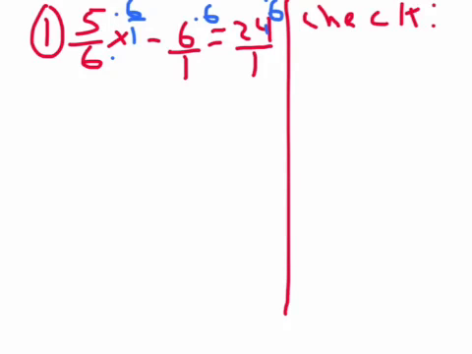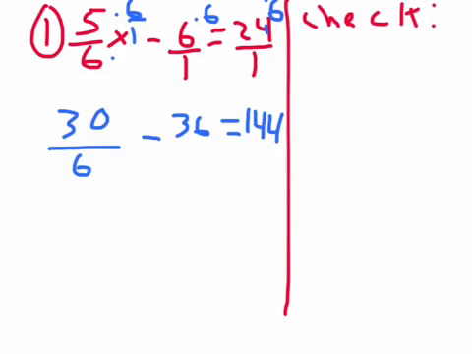I know it's hard for you guys to see. So when I do that, 5 times 6 is 30, and then 6 times 1 is 6, minus 6 times 6 is 36. You don't have to put it over 1, you can if you want. Equals 24 times 6 is 144. Now I know I haven't cleared my fractions yet because I still have a fraction here, but this is actually also a whole number because 6 can go into 30 5 times. So you end up with 5 minus 36 equals 144.